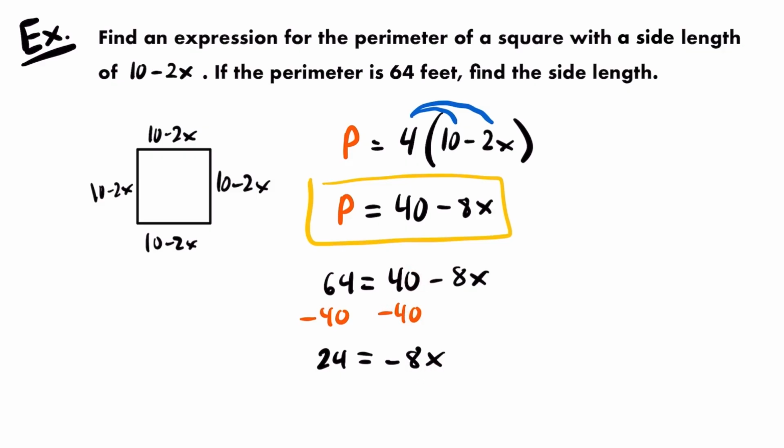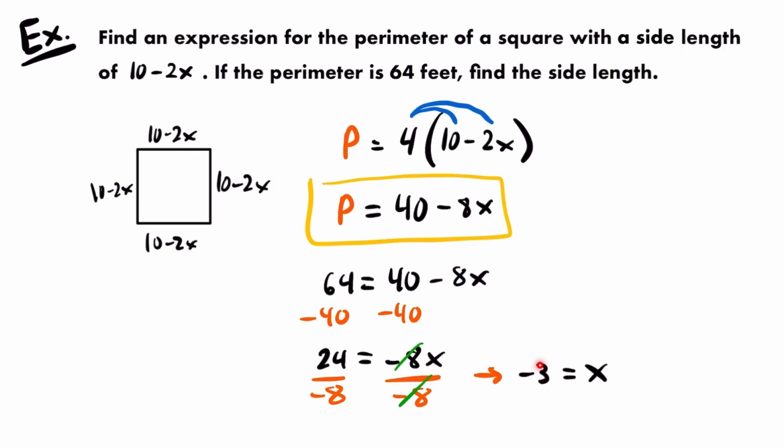And then to solve for x, we just need to divide both sides by negative 8. That will get rid of that coefficient of that variable term, just leaving us with x. So dividing both sides by negative 8, these negative 8s cancel out, and what you'll be left with is 24 divided by negative 8, which is negative 3, and that will be equal to x. All right, so x is negative 3, but that's not our final answer. That is not the side length.